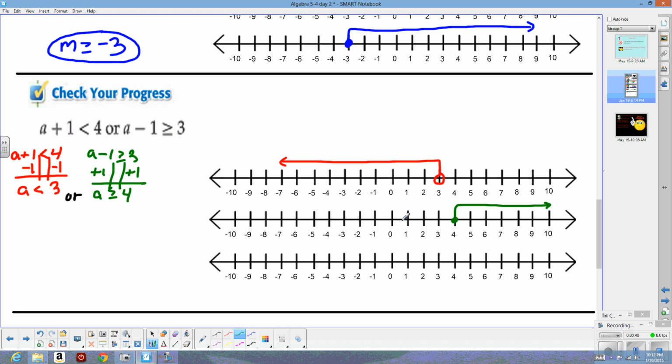And now if we wanted the union of these two, the solution can be in this graph or in this one. It doesn't need to be in both. Therefore, our solution is going to look like this, because we're looking for the numbers that are in this one or in this one. So here's our final solution: numbers less than 3 or greater than or equal to 4.